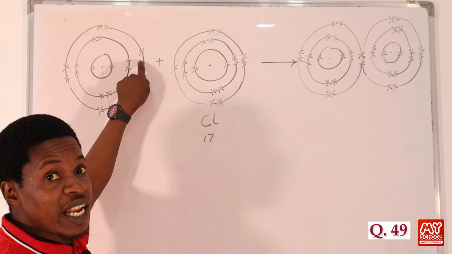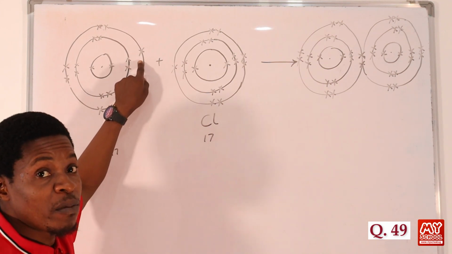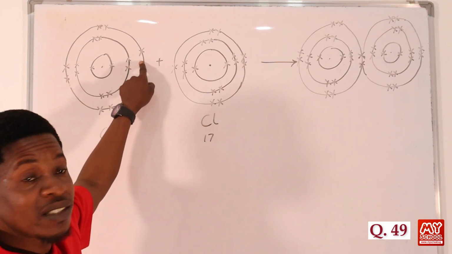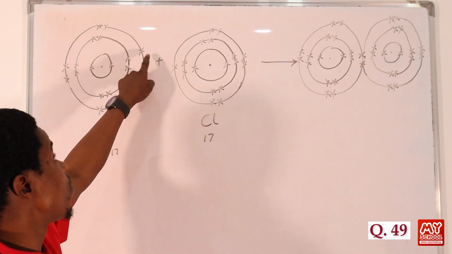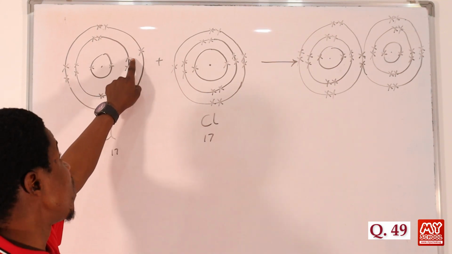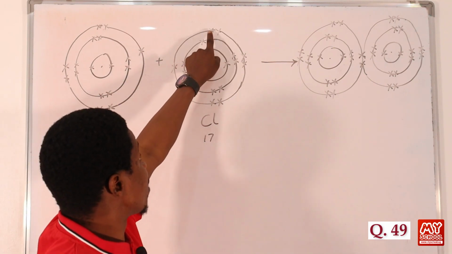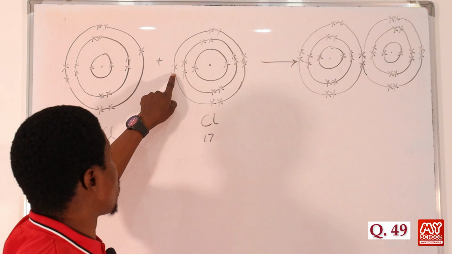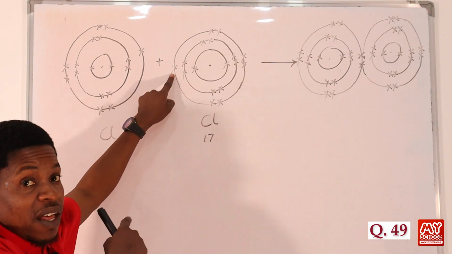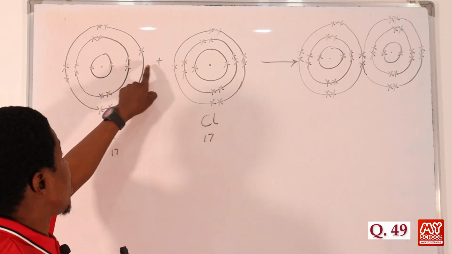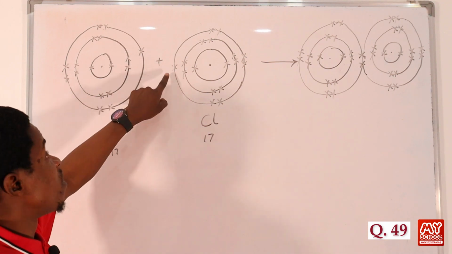This one chlorine atom, or this particular atom, let's assume we don't know what element it is, actually needs one more to complete its octet rule. The same thing for this. This has 1, 2, 3, 4, 5, 6, 7. This one also needs one more to complete that. So both of them now, this one needs one, this one also needs one.